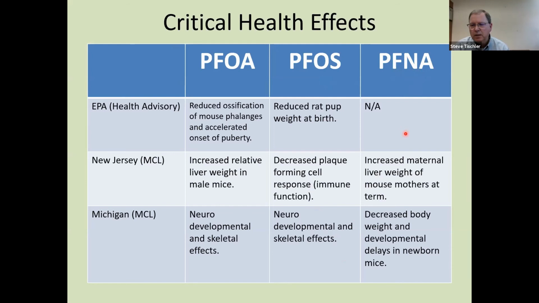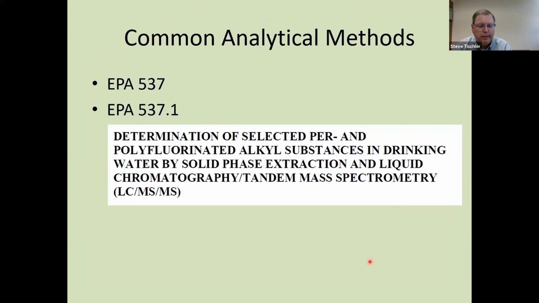PFNA, the EPA did not establish a health advisory level for that, but New Jersey did, using increased maternal liver weights of mouse mothers at term, and Michigan used decreased body weight and developmental delays in newborn mice. So again, very different toxicology studies to try to establish MCLs. So my assessment of this is that the toxicology studies, the science, as I mentioned earlier, it's not yet well developed. There's a lot of uncertainty associated with it. And the consequence of that is that you can see that the states are regulating at very, very low, very conservative levels, using much different numbers than, say, the EPA is using. So that was my assessment of the toxicology studies and an explanation for why the numbers were so varied. Does anyone have any questions about that at this point?